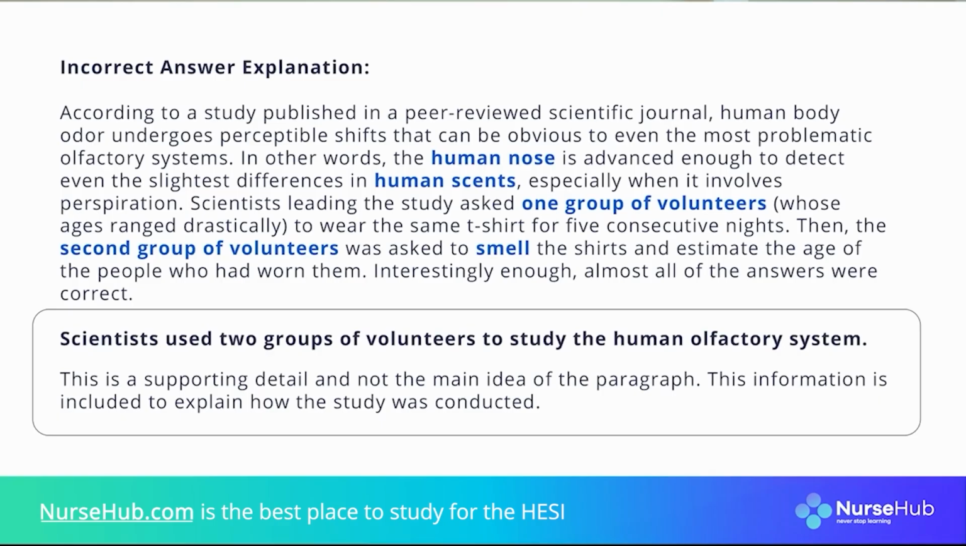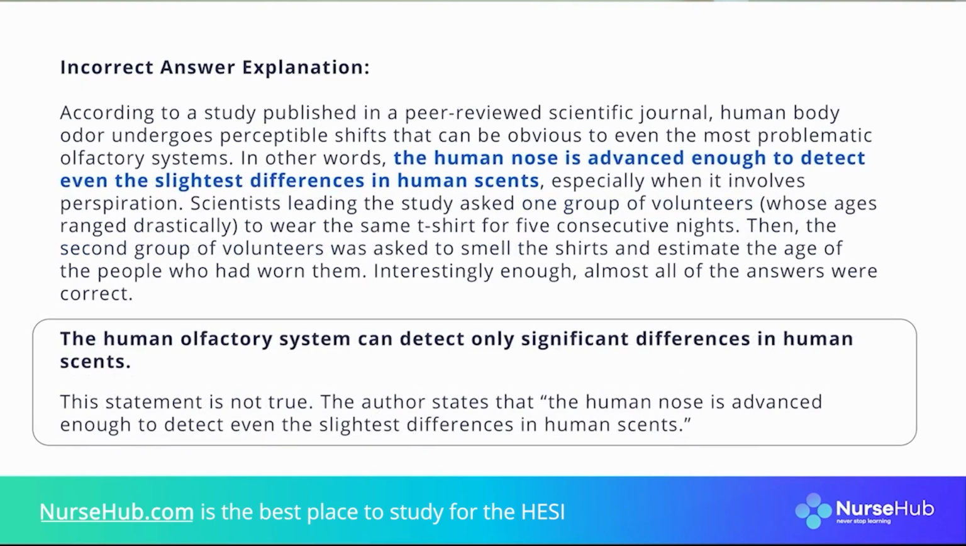So we're going to go ahead and take a look at B next, and then also see why it's incorrect. B reads, the human olfactory system can detect only significant differences in human scent. As you can see highlighted on your screen now, there's a piece of a sentence that reads, the human nose is advanced enough to detect even the slightest differences in human scent. Even the slightest differences in human scent means that the nose can detect differences that are very small. So this answer is incorrect because it's saying the opposite.